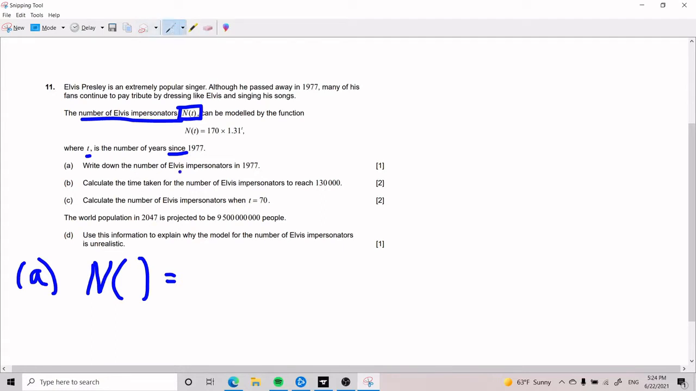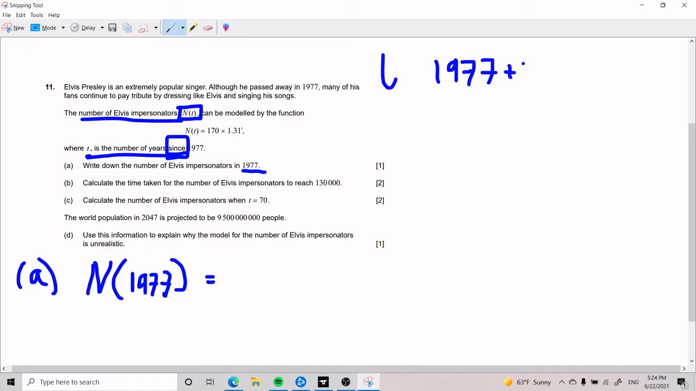And so in this scenario, since it's in 1977, a very common mistake here would be to go ahead and plug in 1977 in here. Now take a moment to think, why is this a mistake? The reason this is a mistake is because t is the number of years since 1977. So if I were to put 1977 here, I would actually be calculating the year 1977 plus 1977.